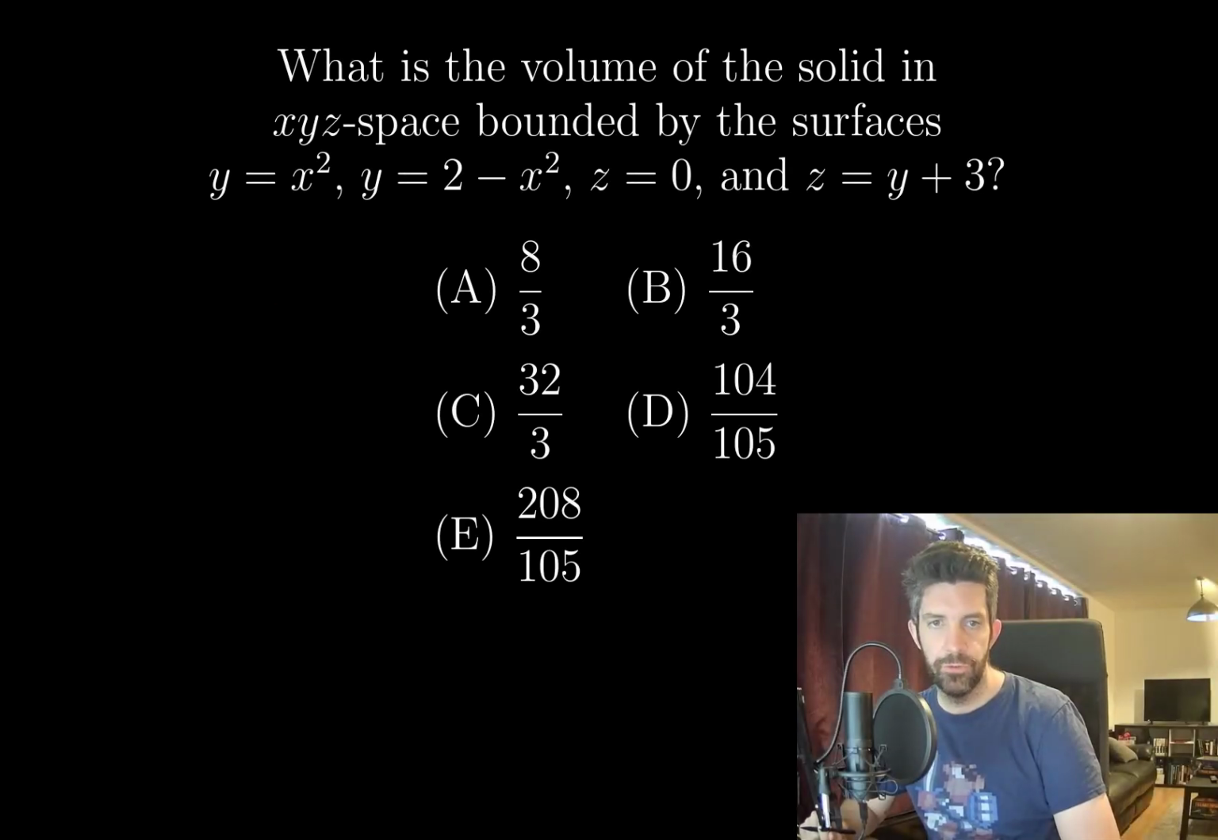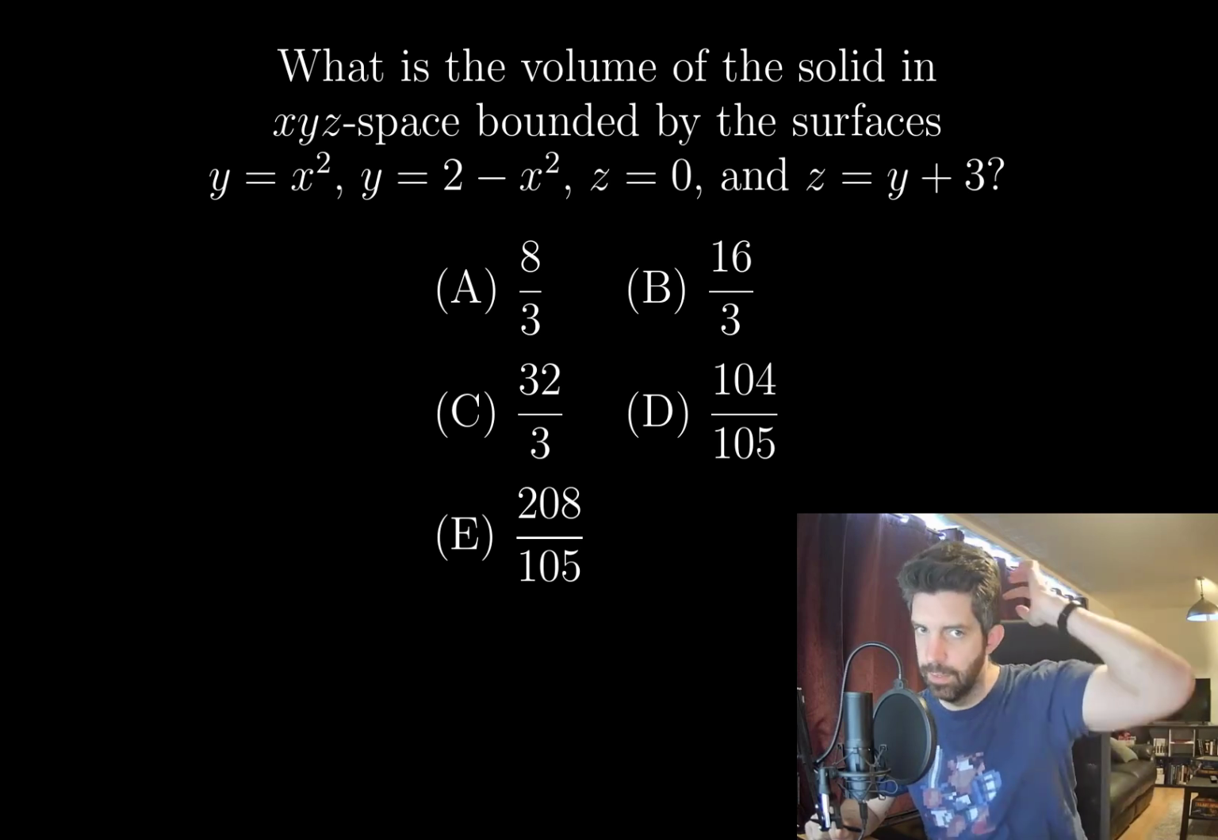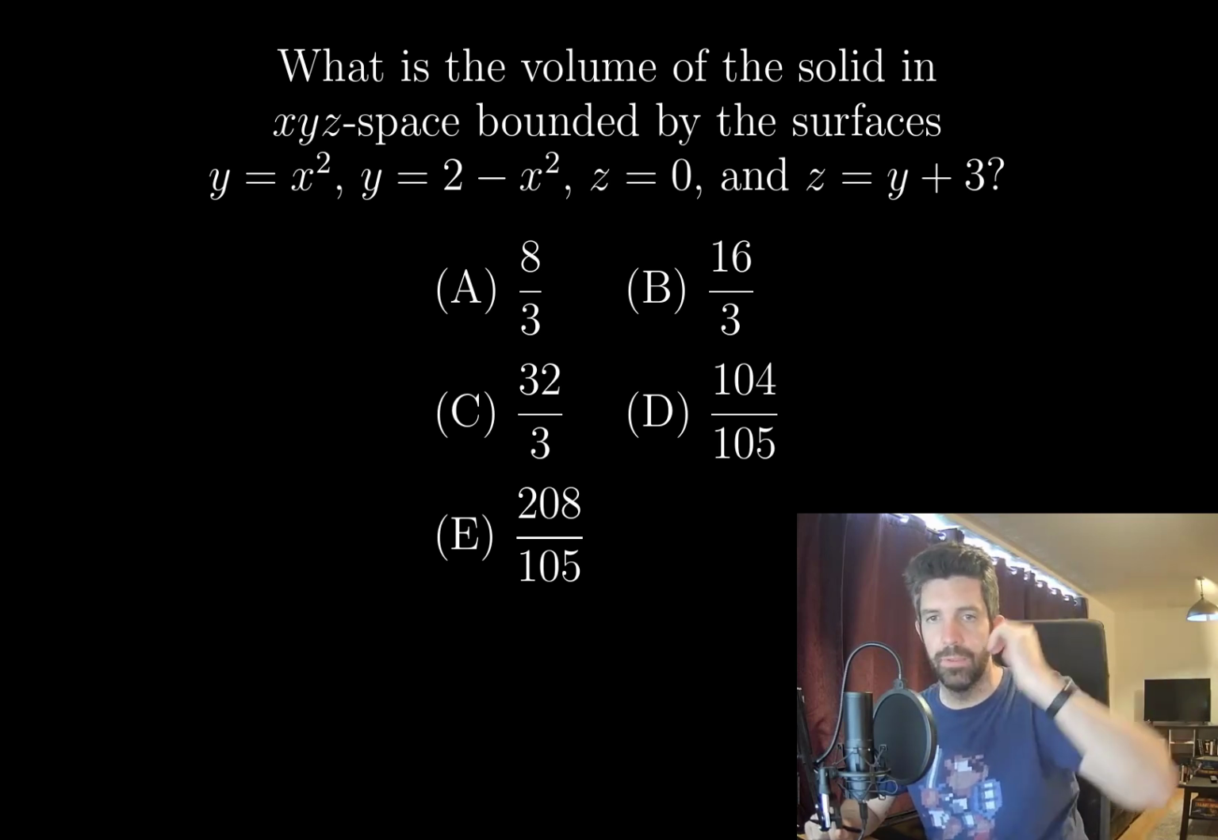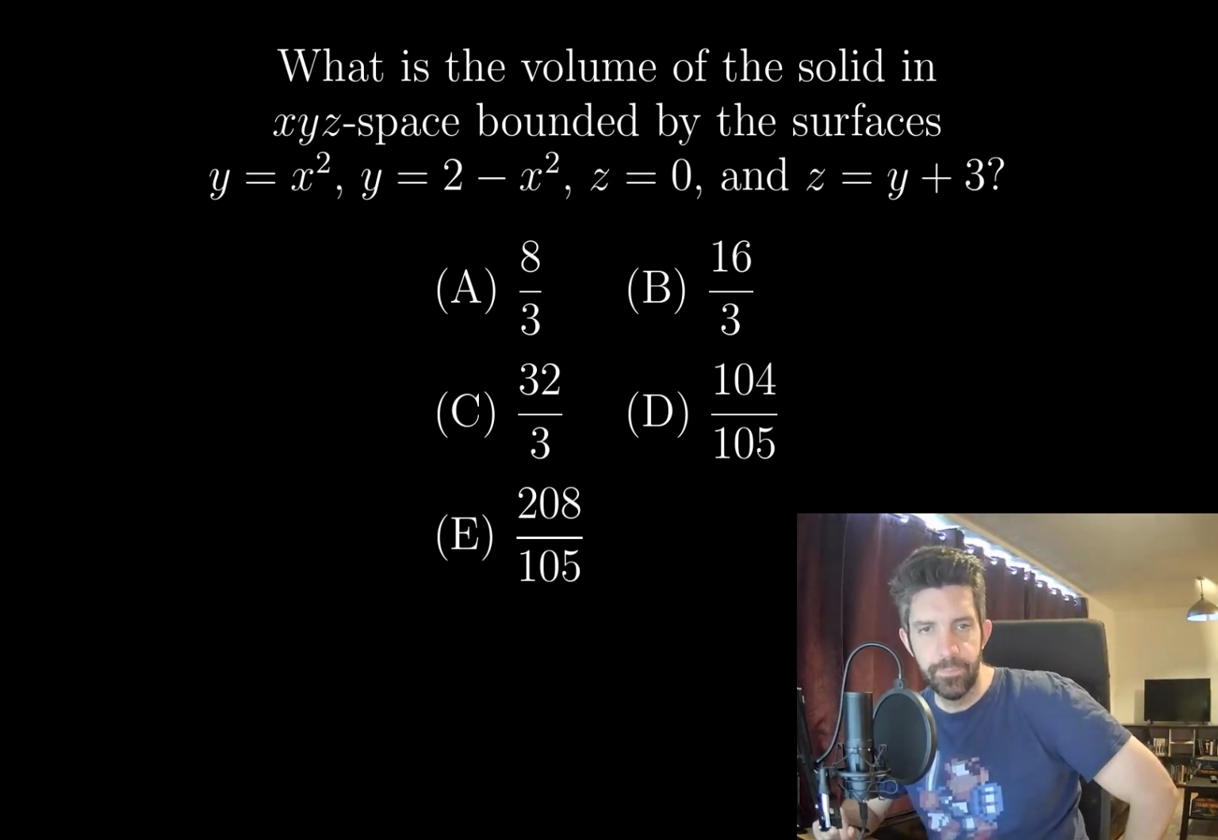What is the volume of the solid in x, y, z space bounded by the surfaces y is equal to x squared, y is equal to 2 minus x squared, z equals 0, and z equals y plus 3? One of these 5 numerical options. Okay.